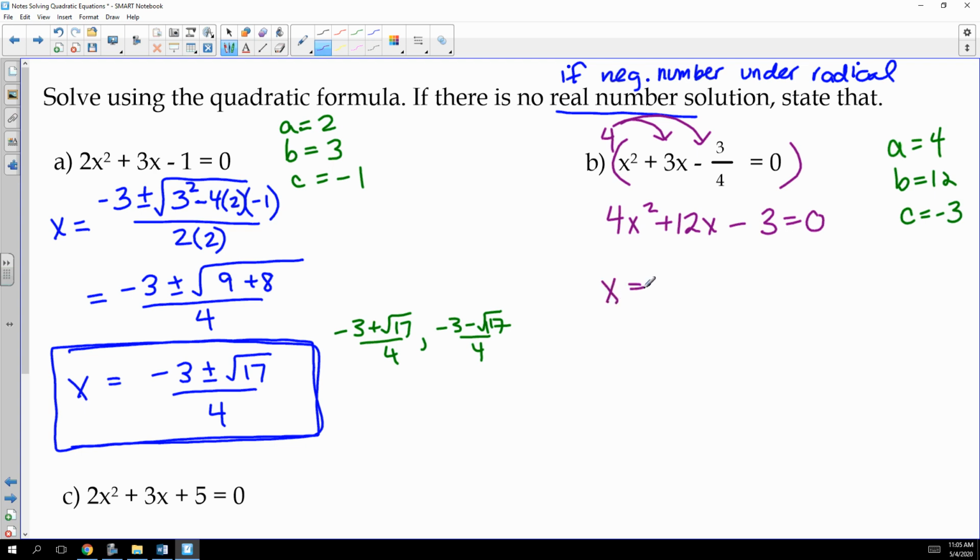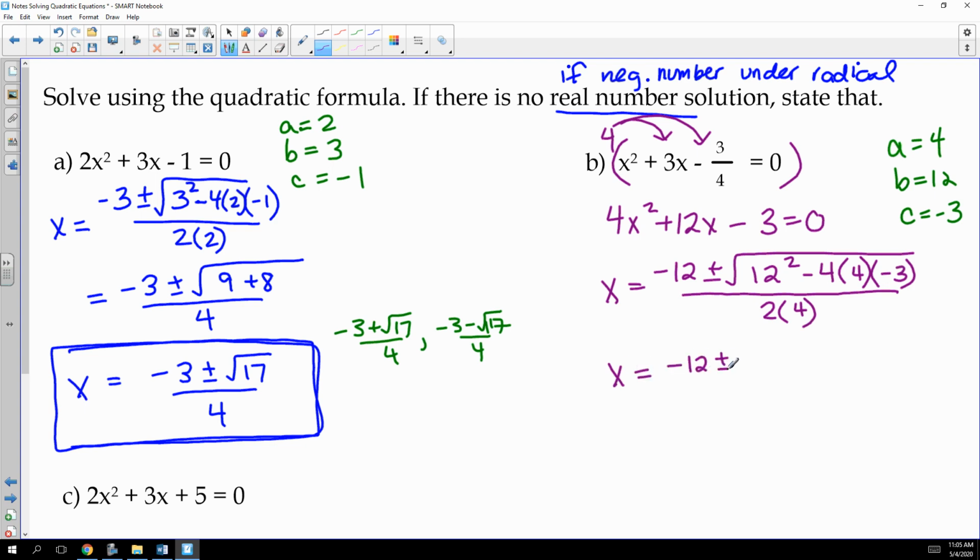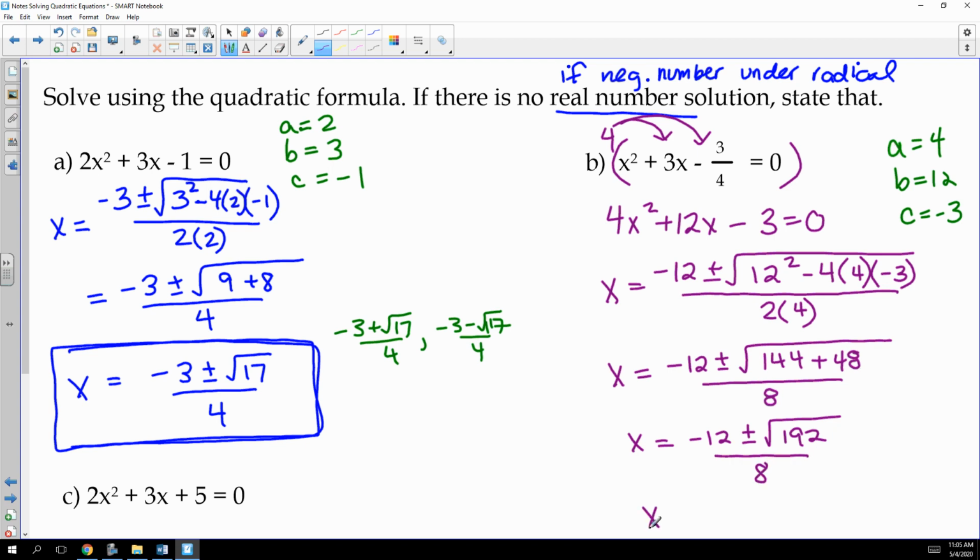So x equals the opposite of b, negative 12, plus or minus the square root of b squared, that's 12 squared, minus 4 times a, which is 4, times c, which is negative 3, all over 2 times a, which is 4. So x equals negative 12 plus or minus the square root of 144 plus 16 times 3, that's 48, all over 8, and x equals negative 12 plus or minus the square root of 192 all over 8. I think 192 can be simplified.